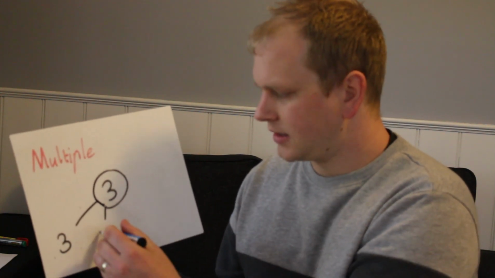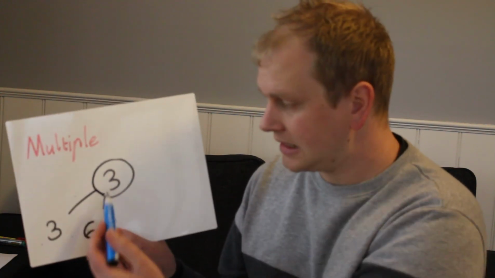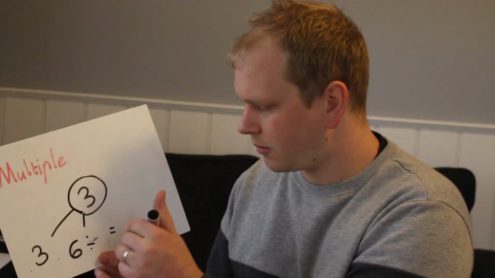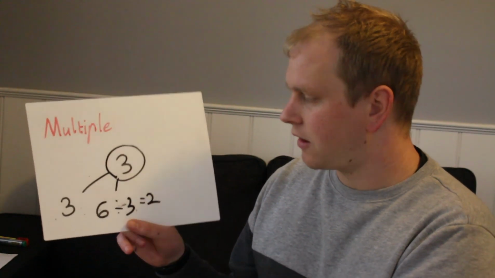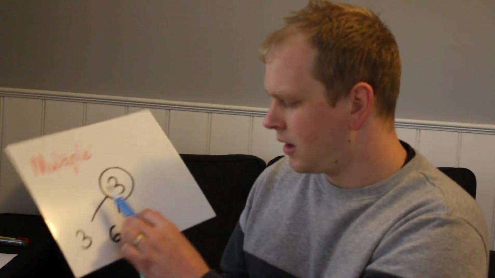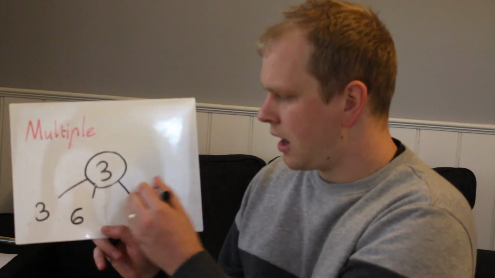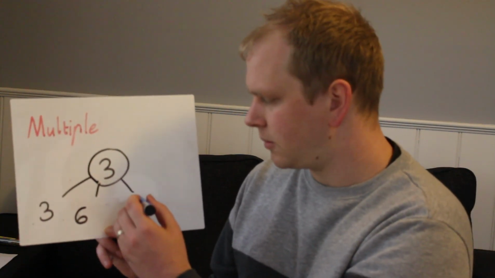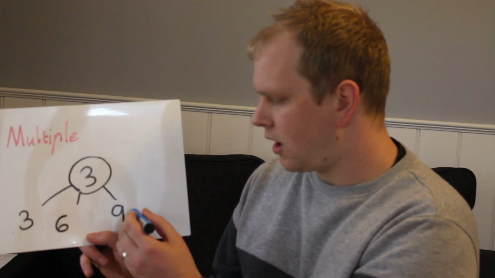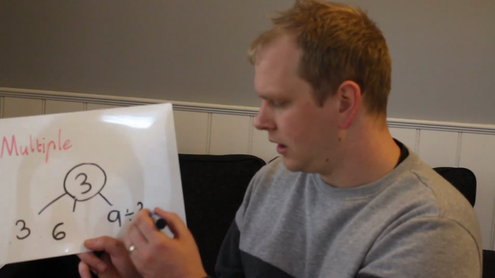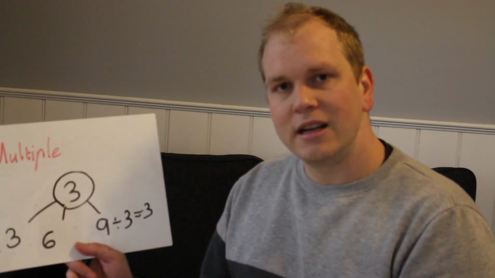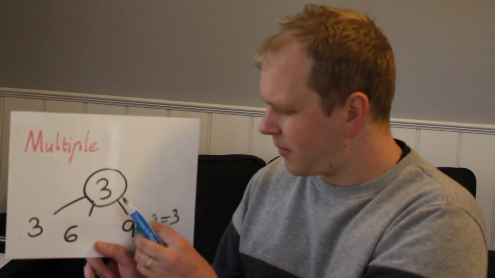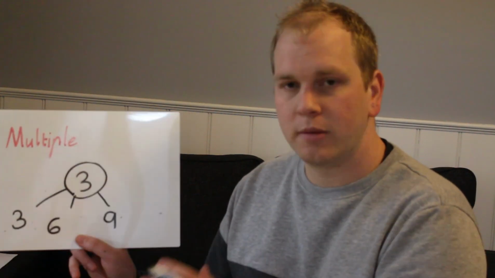Now the second multiple of 3 is going to be 6, which is basically 2 3s, because 6 divided by 3 is going to give us 2. So 6 is going to be our second multiple of 3. Now our third one is going to be 3 3s, so it's going to be 9, because 9 divided by 3 gives us 3. And it keeps going on and continues. So if you're thinking about what the next one is going to be, 12.